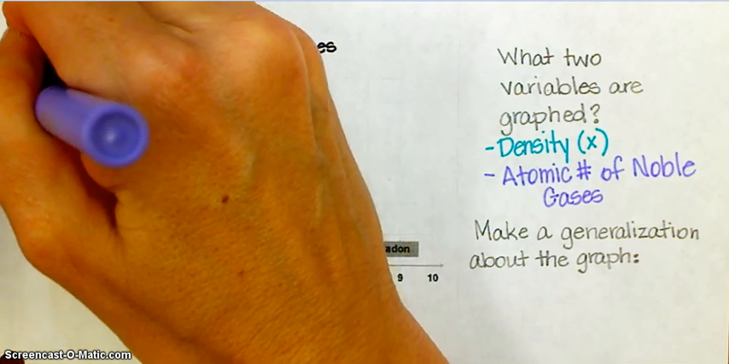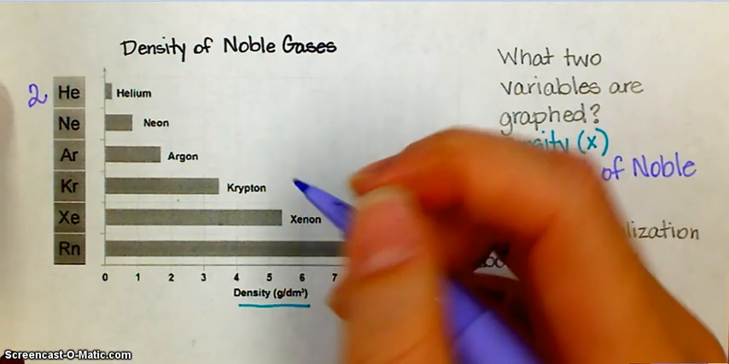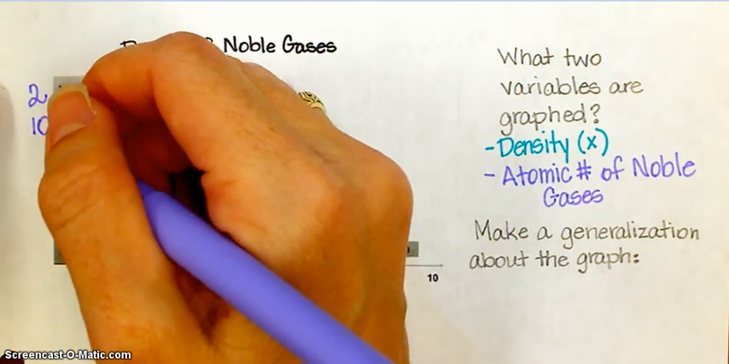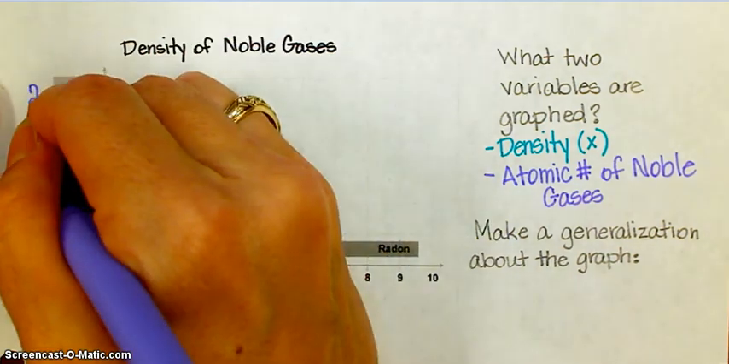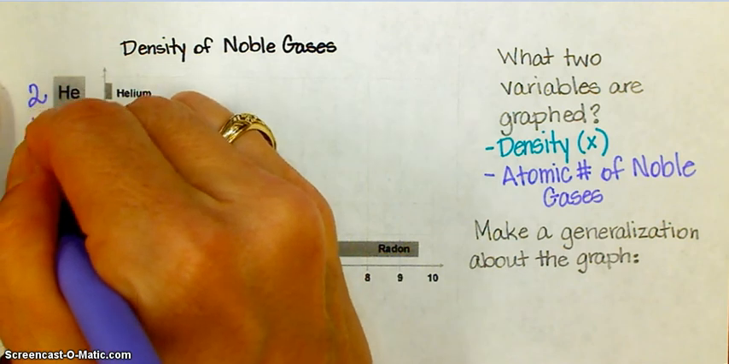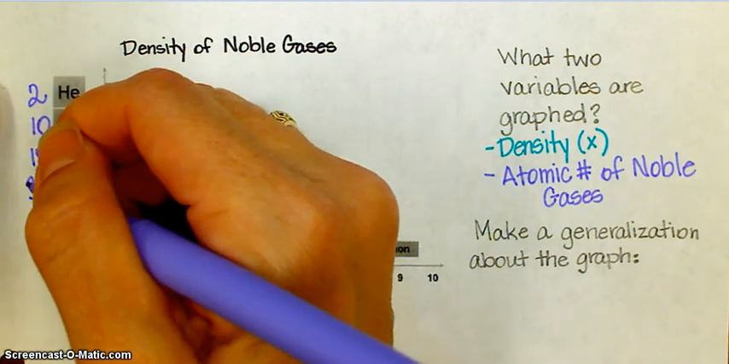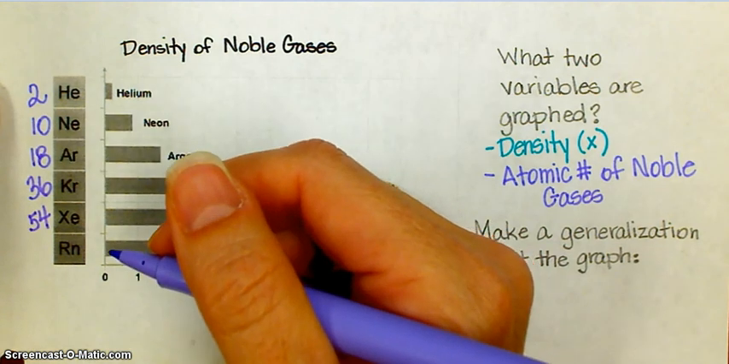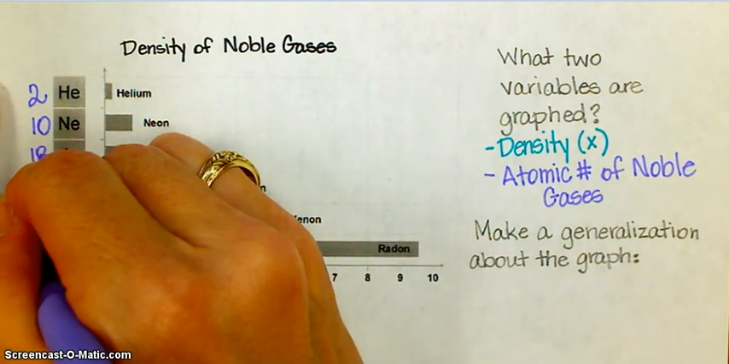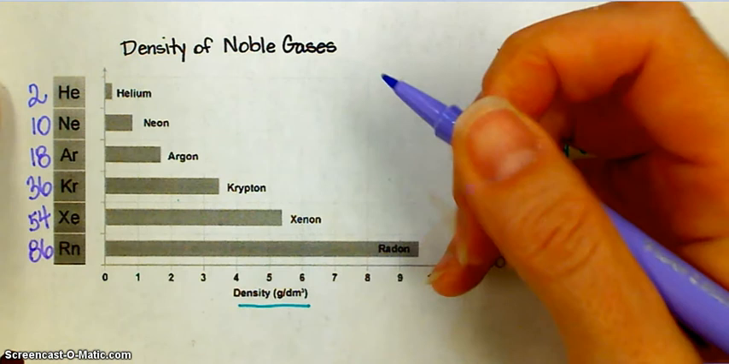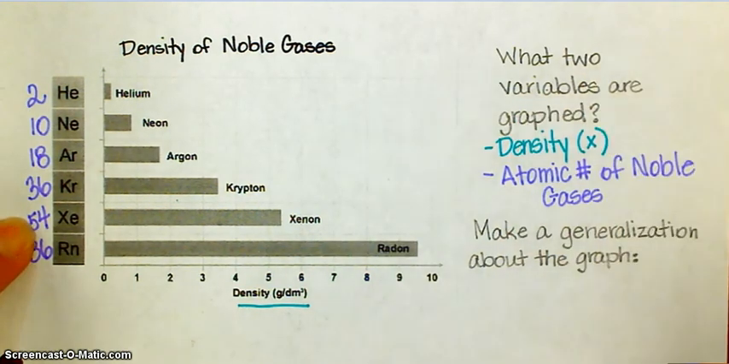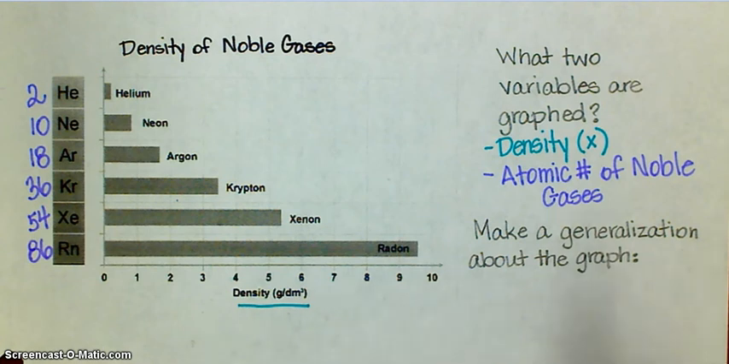So if you look on the periodic table, you notice that helium's atomic number is 2, neon's atomic number is 10, argon is 18, krypton is 36, xenon is 54, and the atomic number for radon is 86. So the atomic number is increasing as you move down the column. Okay. So next thing I want you to do is to make a generalization about the graph.